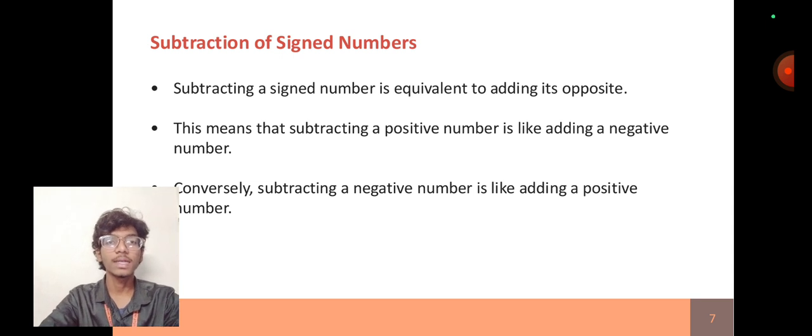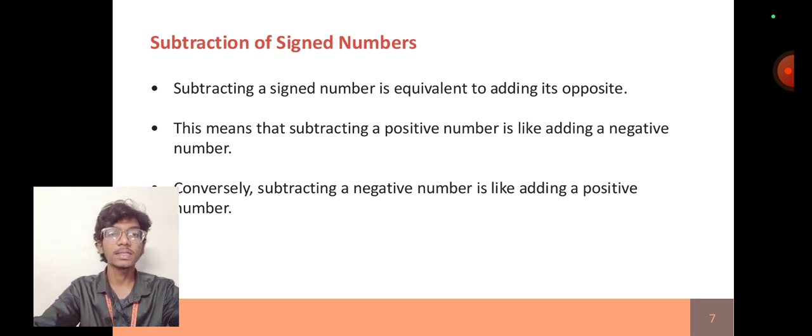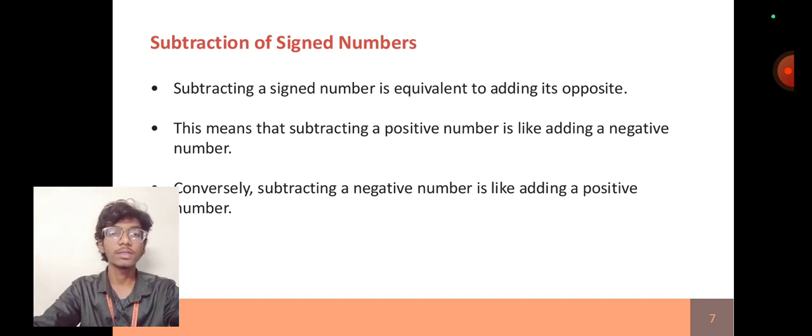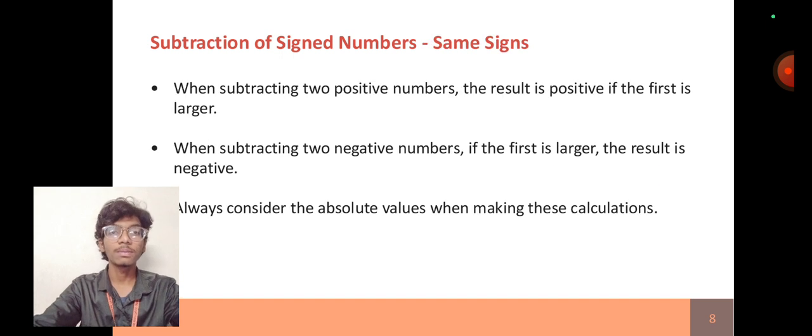Next, the subtraction of signed numbers. Subtracting a signed number is equivalent to adding its opposite. This means subtracting a positive number is like adding a negative number. Conversely, subtracting a negative number is like adding a positive number. When subtracting two positive numbers, the result is positive if the first is larger. When subtracting two negative numbers, if the first is larger, the result is negative. Always consider the absolute values when making these calculations.